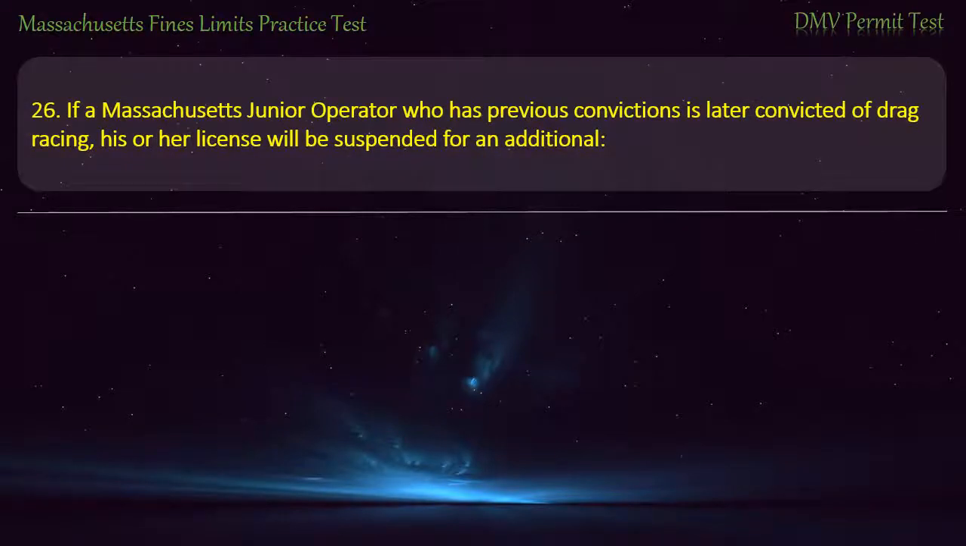Question 26. If a Massachusetts junior operator who has previous convictions is later convicted of drag racing, his or her license will be suspended for an additional 1 year, 30 days, 5 years, 3 years. Answer: 3 years.